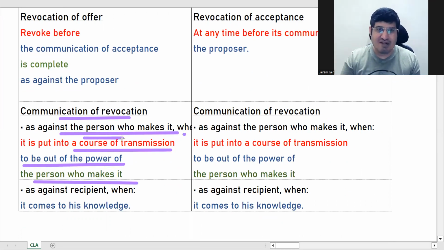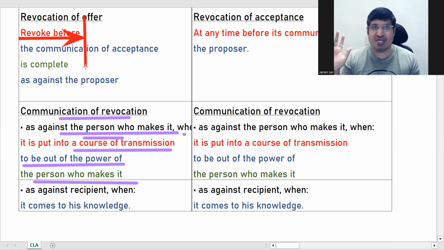So one person, when he is putting it, say he has realized that, oh no, I have made a wrong offer, he wants to revoke it. So he will communicate the revocation and he will post it. As soon as he has posted it, his communication of revocation is over. Revocation is not complete, communication is complete. I already told you before, don't get confused between communication and revocation.